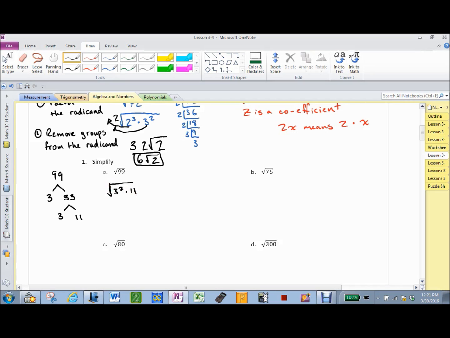Everyone cool? Is there a group of 2 there? Where? 3 squared. So out comes what? A 3, and what stayed under there? 11, because 11 didn't have a partner. And we read this as 3 root 11. Is everybody cool? Everyone's good?